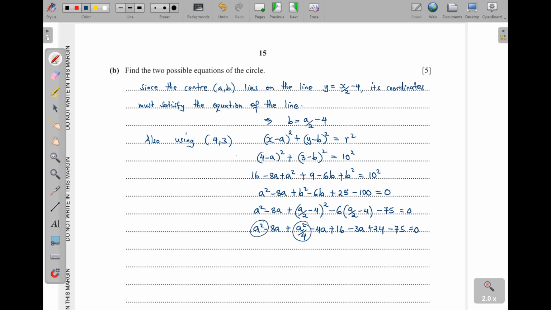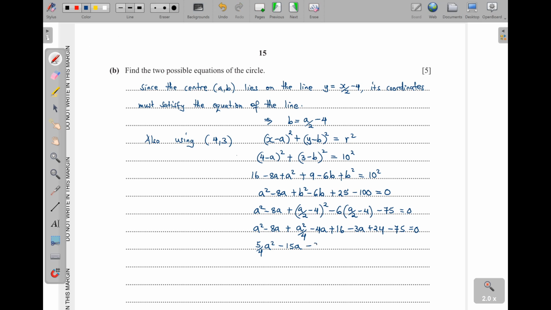This and this will give us 5 over 4, so 5 over 4 a squared. Then this is minus 8 minus 4, that is minus 12. Then minus 3, that is minus 15, so that is minus 15a. And then 16 plus 24 will give us 40. Then minus 75 will be negative 35, right?